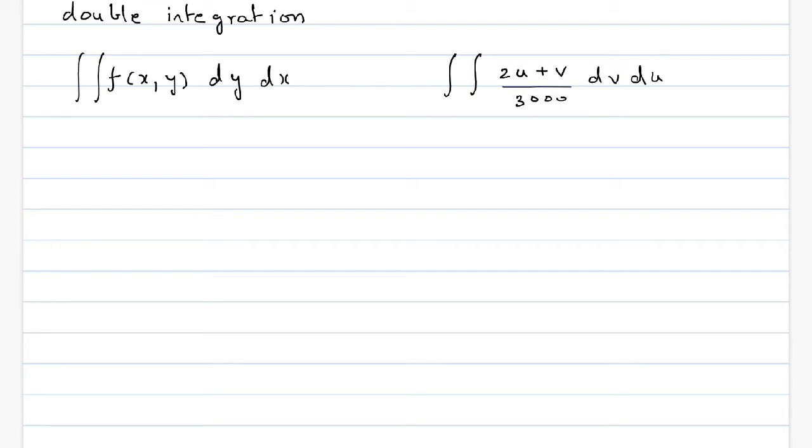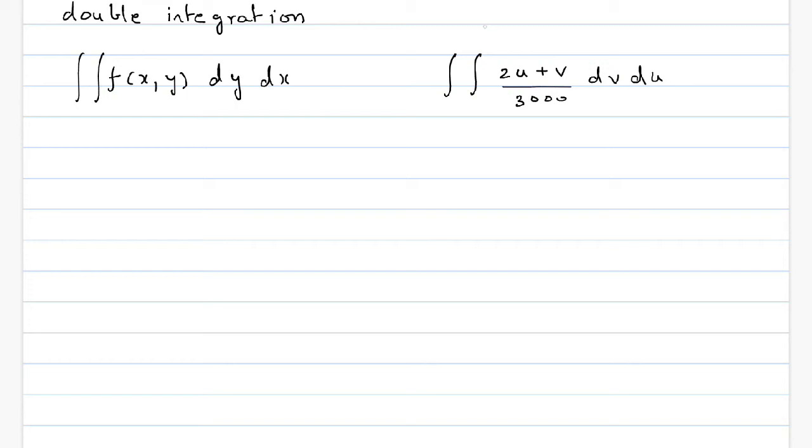Now in this case I have taken two variables u and v, and we have a function in both u and v. Here, whenever we are integrating with respect to v, we are going to take u constant. Whenever we are integrating with respect to u, we will take v constant. And we can integrate whichever variable we want first.